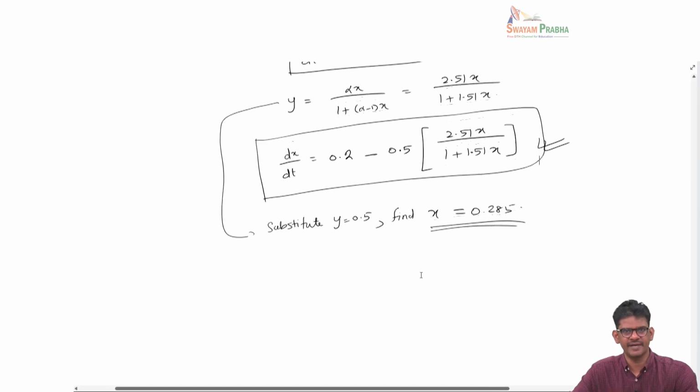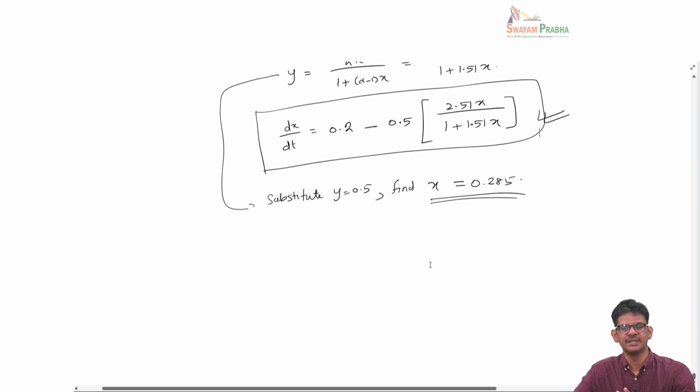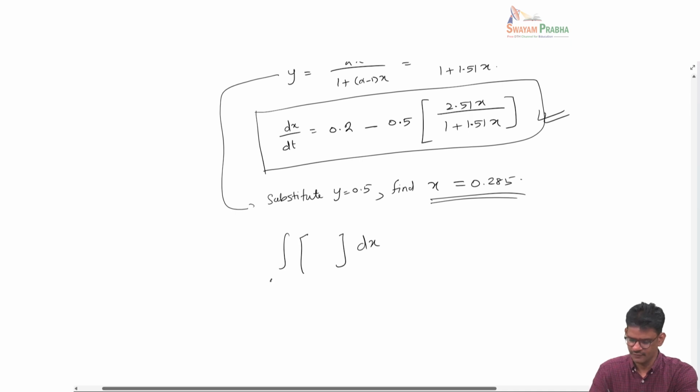I am not going to show the final expression, but if you integrate this, you will get some combination of terms, dx from 0.4 to 0.285. On the right hand side you will have dt from 0 to t. So you are going to do this integral and then calculate the time, and if you do that you will get t is equal to something like 1.46 hours.